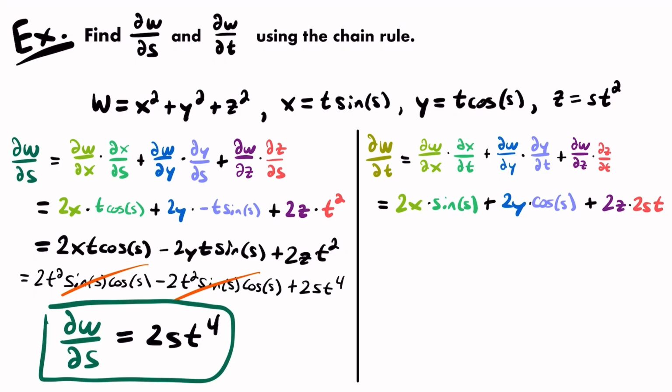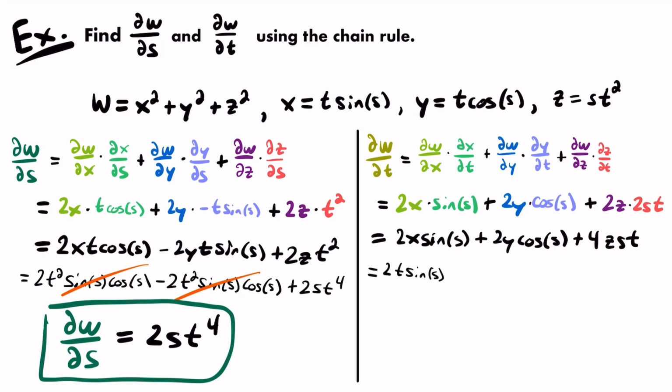Let's simplify this next. This will be equal to 2x times sine s plus 2y cosine s plus 4zst. All right, and so once again, let's plug in what x, y, and z are equal to from these equations. Starting with this term here, we have an x, which would be replaced with t times sine s. So this is equal to 2 times t sine s times sine s. So there's two sine s's now. We can multiply those together and get sine squared s. So I'm just going to rewrite that right away.